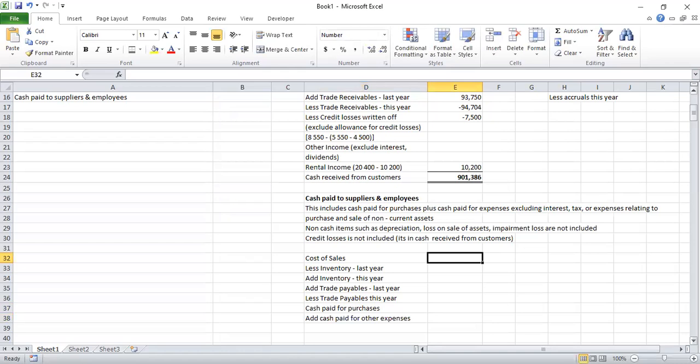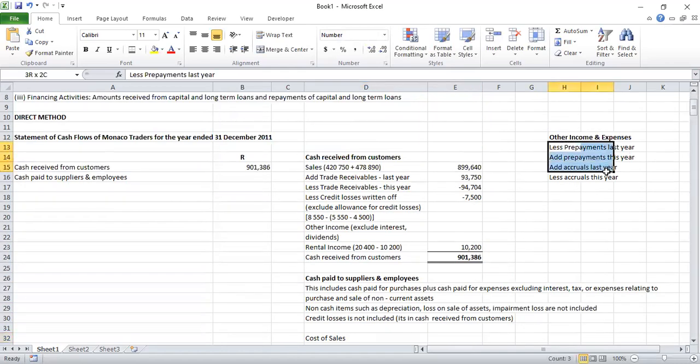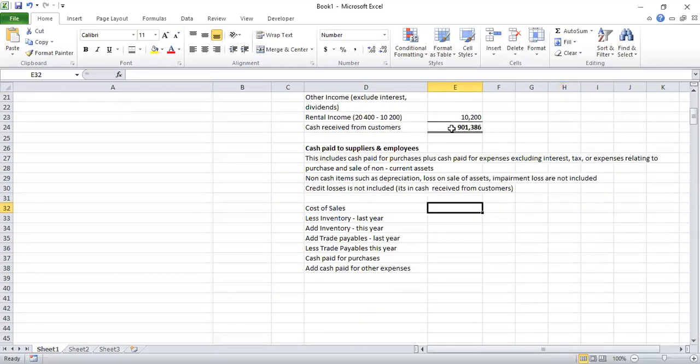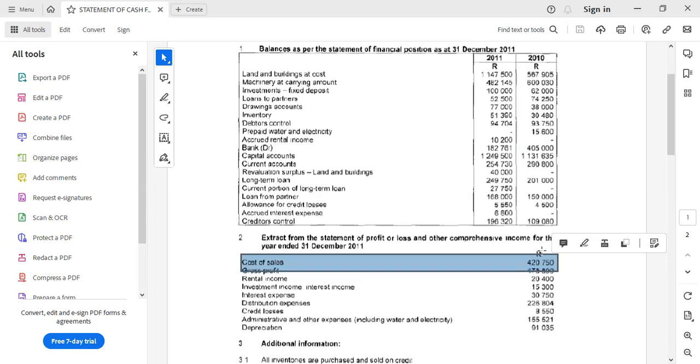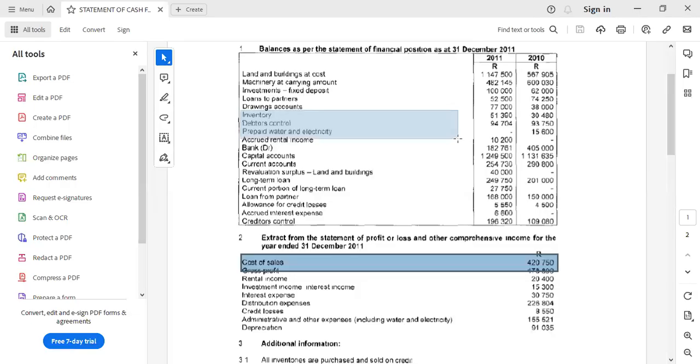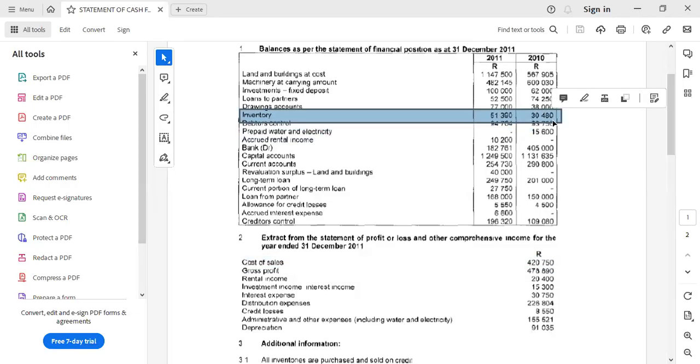But for other expenses, let's remember these rules. We should adjust for prepayments and accruals. So now let's see what we can do. Our cost of sales, we have it here, 427.50. So it'd say 427.50. The inventory last year is 34.80. The one for last year we subtract because it was bought last year, so it can't affect the purchases for this year. And the inventory this year, we have to add.